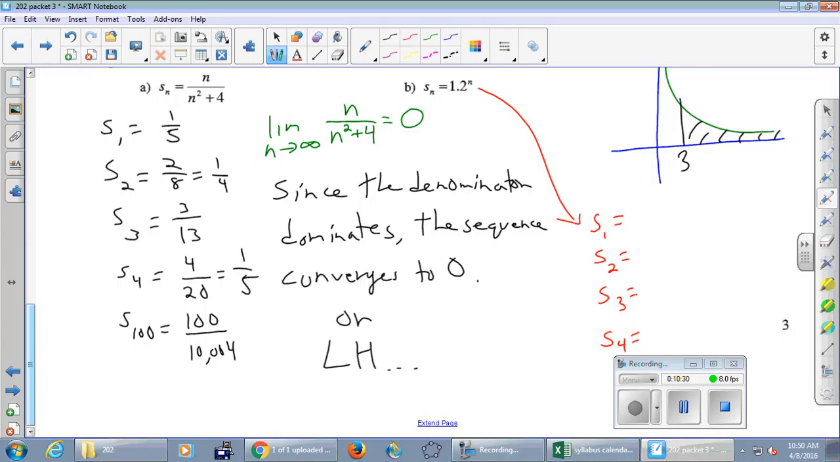So this is 1.2 to the n. 1.2 to the first, that's easy. That's just 1.2. 1.2 squared, 1.44. 1.2 cubed, I'm going to do this in my head. 1.728. Is that right? Yeah. All right, 1.2 to the fourth, what is that one? 2.0736.